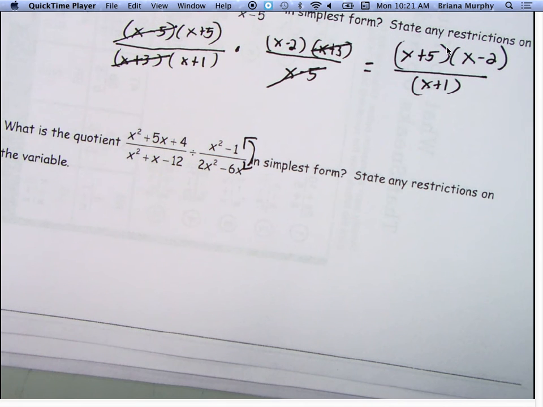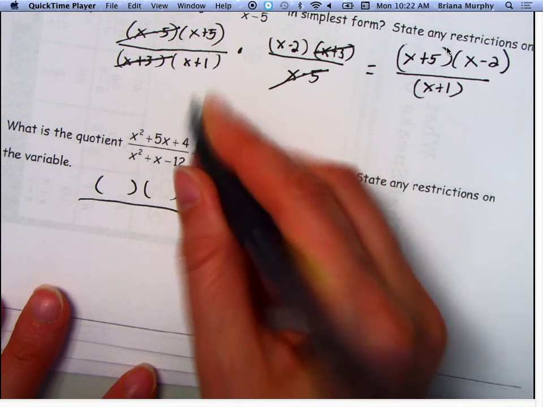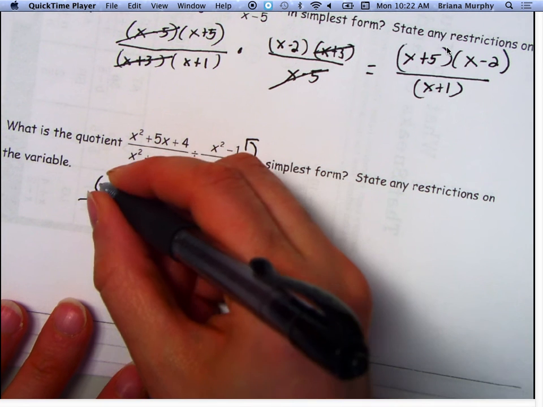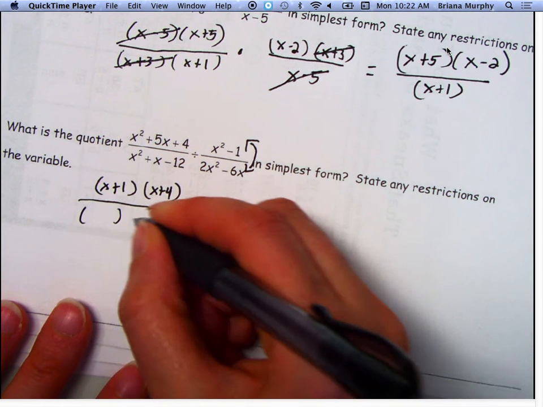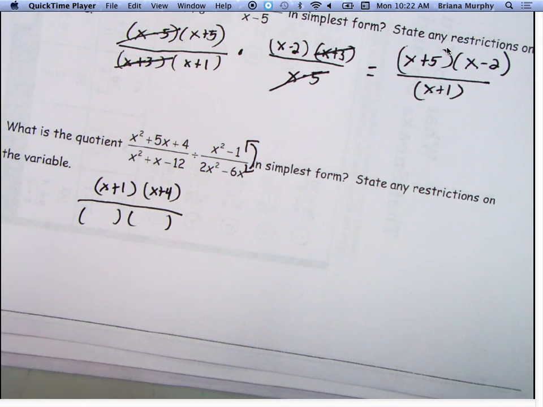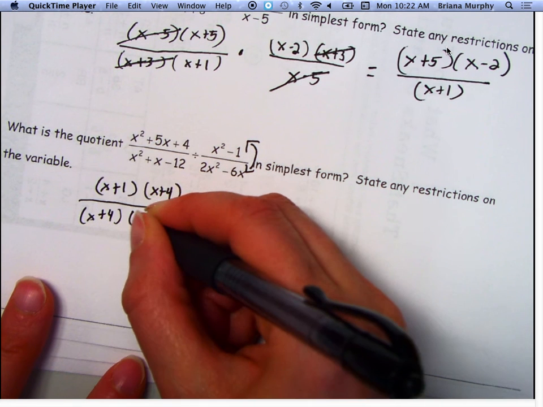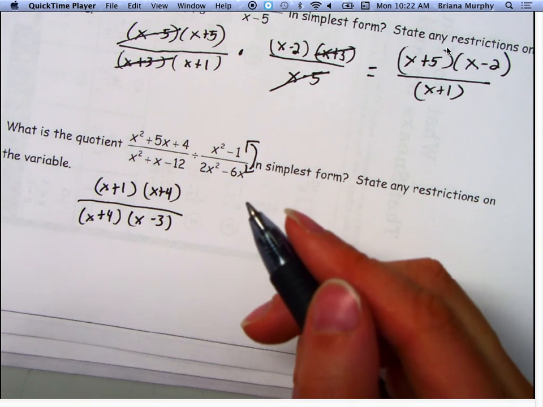And then when I factor it, I'm just going to put the factors, the ones that were on the bottom, on the top, and the ones on the top on the bottom. Okay? So let's factor this first fraction. X squared plus 5x plus 4. What am I going to get? X plus 1 and x plus 4, right? What about the bottom? I've got x squared plus x minus 12. So I'm going to get x plus 4 and x minus 3. Good. I did make you do all those because I do want you to be able to do it this fast.